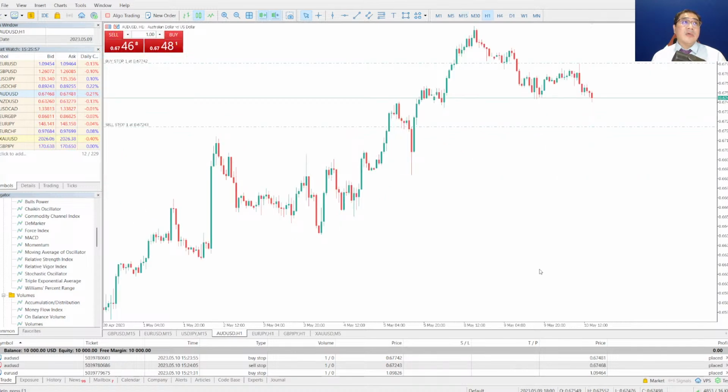For the Aussie USD, I've got a sell stop at 67.25. I've got a buy stop at 67.75. And if you guys are curious why these numbers, because these are psychological levels in the market. So that's what we are eyeing for.